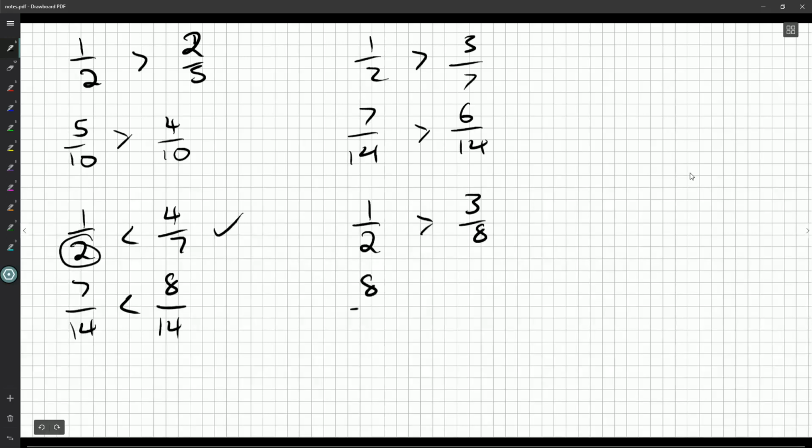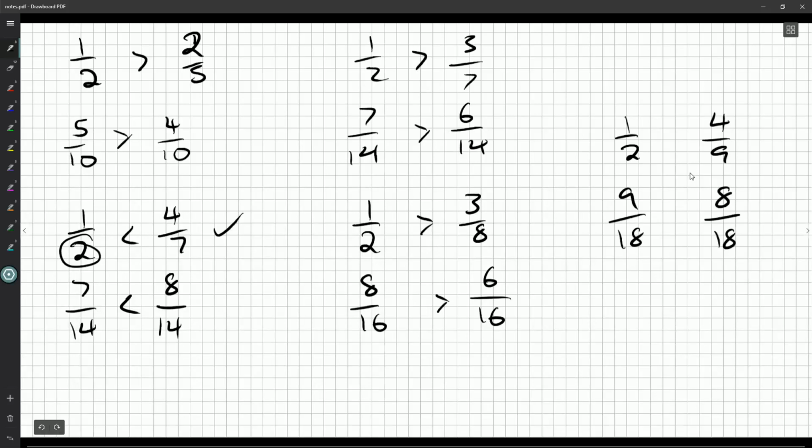Multiply top and bottom by 8, you'll get 8/16 and 6/16. And I guess we can put the 4/9 over here. So I can multiply top and bottom by 9, multiply top and bottom by 2, and you can see that still 1/2 is bigger.